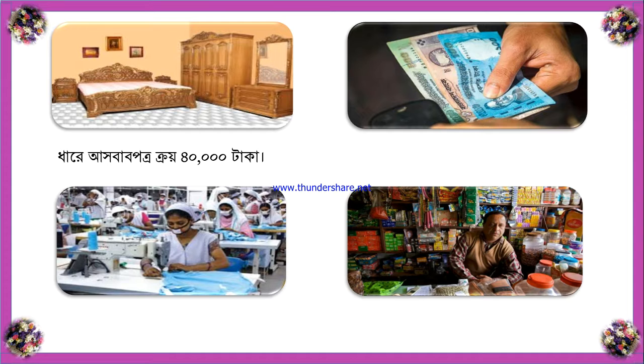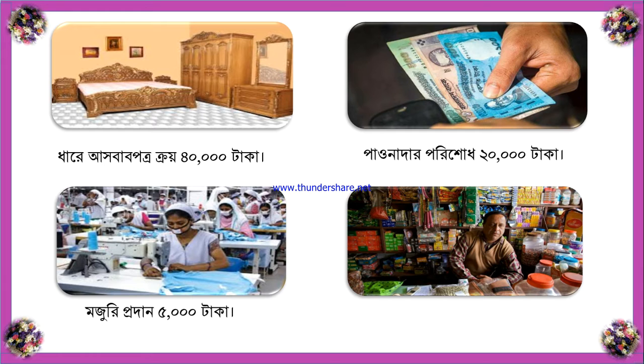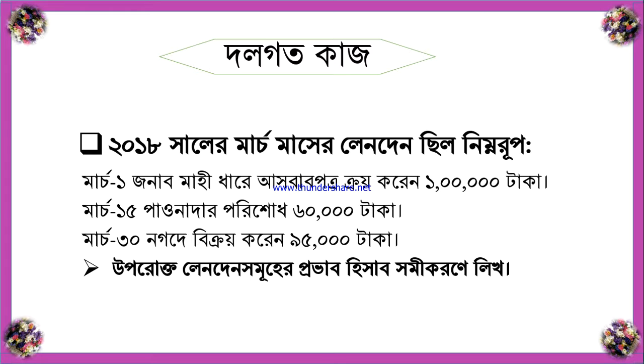Again, now see the transactions. We purchased furniture on credit for taka 70,000. Paid to the creditors 20,000 taka. Paid cash wages of taka 5,000 to the employee. Sold on credit taka 10,000. So what will be the respective transactions? It is time to clear up these transactions.